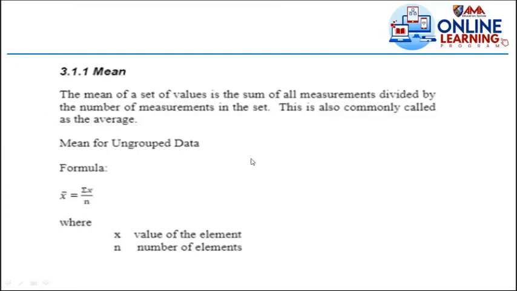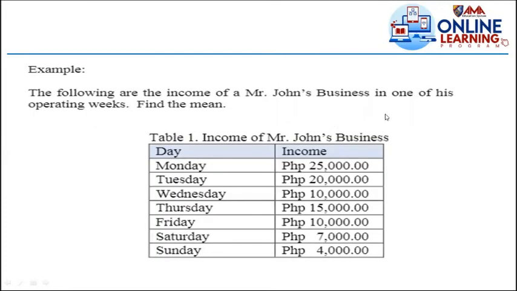So, we have here another example on the mean. The mean of a set of values is the sum of all measurements divided by the number of measurements in the set. This is also commonly called the average. Mean for ungrouped data: your formula, x bar is equal to the summation of x all over n, where x is the values of the elements and n represents the number of elements. So we have an example.